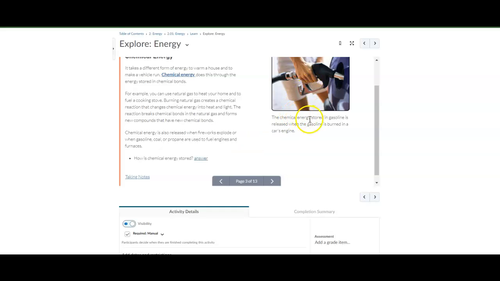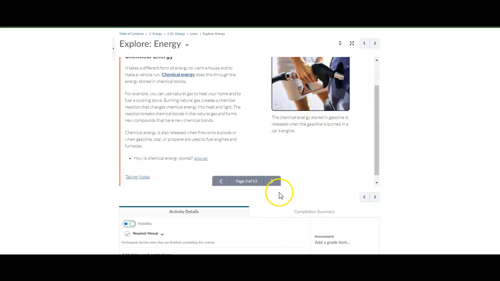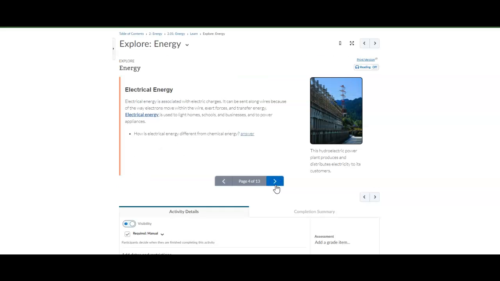So here we're looking at the chemical energy stored in gasoline is released when the gasoline is burned in the car's engine. And then taking notes, it says, as you record your notes for this lesson, keep in mind the central themes of the lesson. Make sure you list the different types of energy discussed in this lesson, along with examples of each type. And remember to include all your vocabulary words. All right, so that answers what is chemical energy. So guiding question 3 is answered.